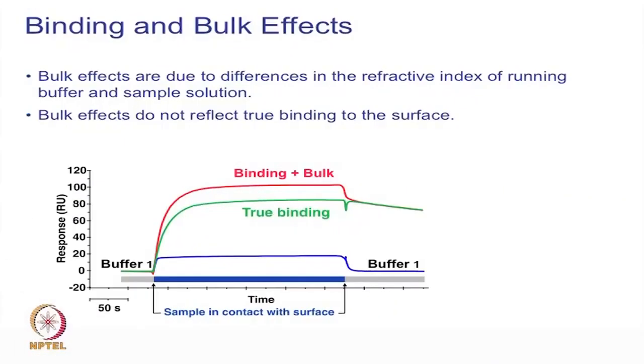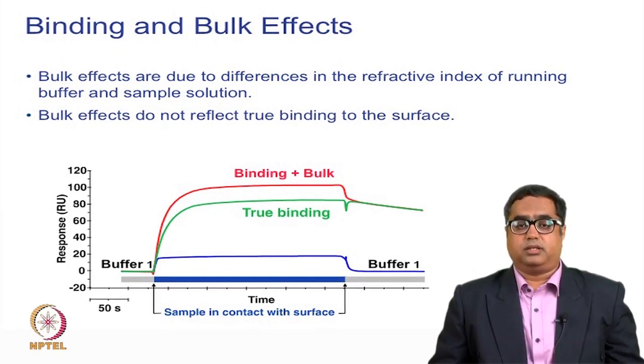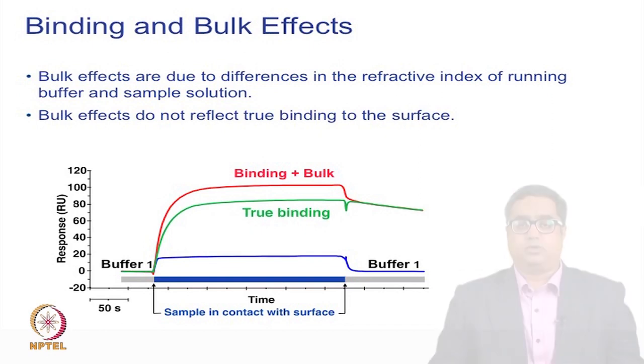Another important parameter to consider when designing these experiments is the bulk. Bulk is nothing but the difference in the refractive index of the running buffer and the sample solution. This is a place where most people go wrong in their assays and do not get proper kinetic data. So I would suggest that people equilibrate their analytes to the running buffer to get good kinetic data.